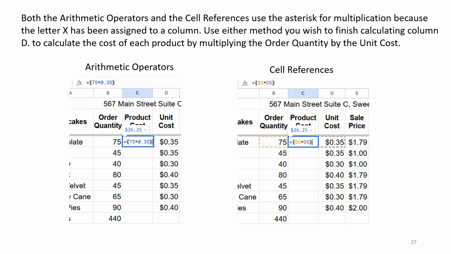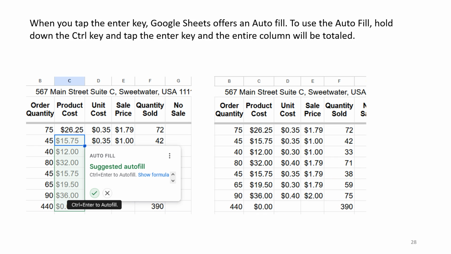Both the arithmetic operators and the cell references use the asterisk for multiplication because the letter X has been assigned to a column. Use either method you wish to finish calculating column D to calculate the cost of each product by multiplying the order quantity by the unit quantity. When you tap the Enter key, Google Sheets offers an autofill. To use the autofill, hold down the Control key and tap the Enter key, and the entire column will be totaled.